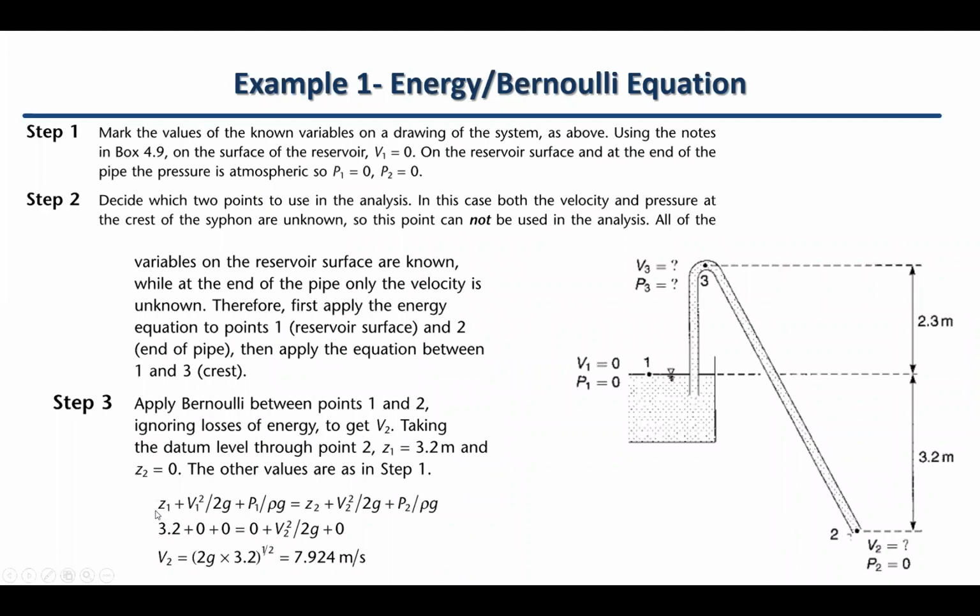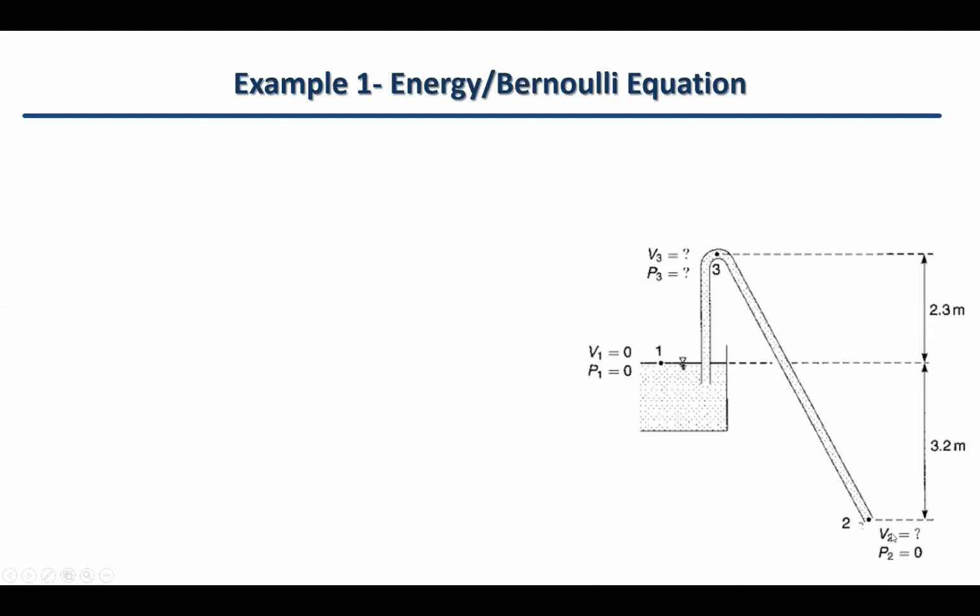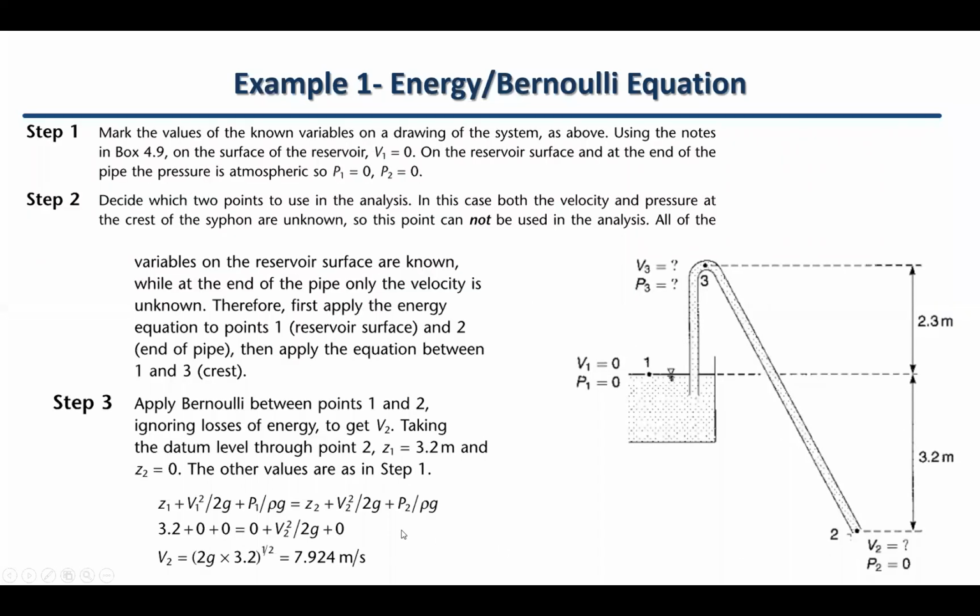For point 1, we have three terms: Z1, V1 squared over 2G, P1 over rho G, is equal to Z2 plus V2 squared over 2G plus P2 over rho G. On the left-hand side, V1 and P1 are 0. Z1, the reference line, is considered as the line passing through point 2. In that case, Z1 is 3.2 on the left-hand side. Z2 on the right-hand side is 0.